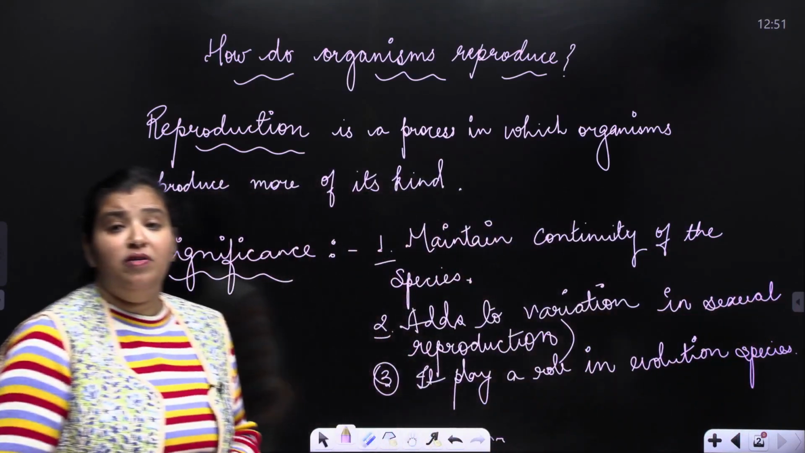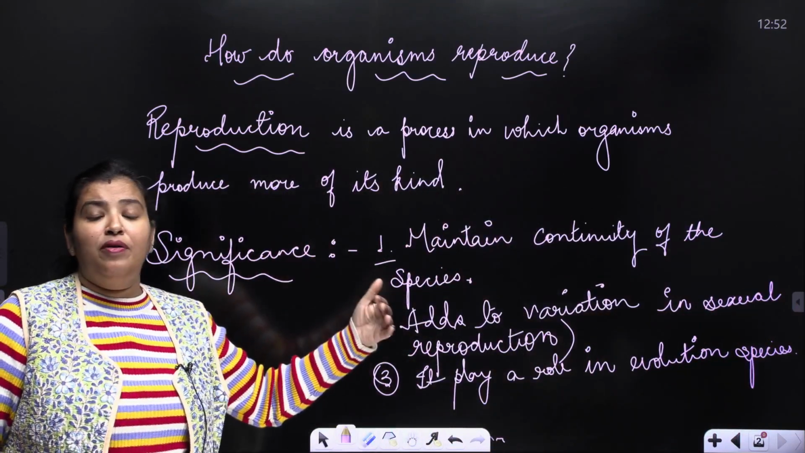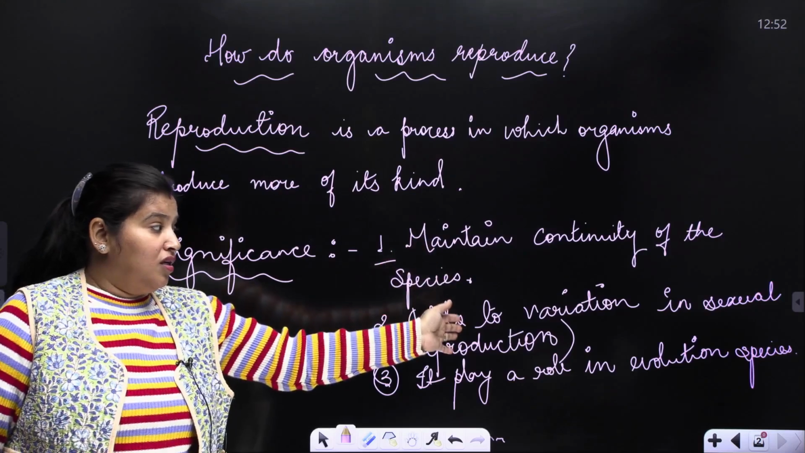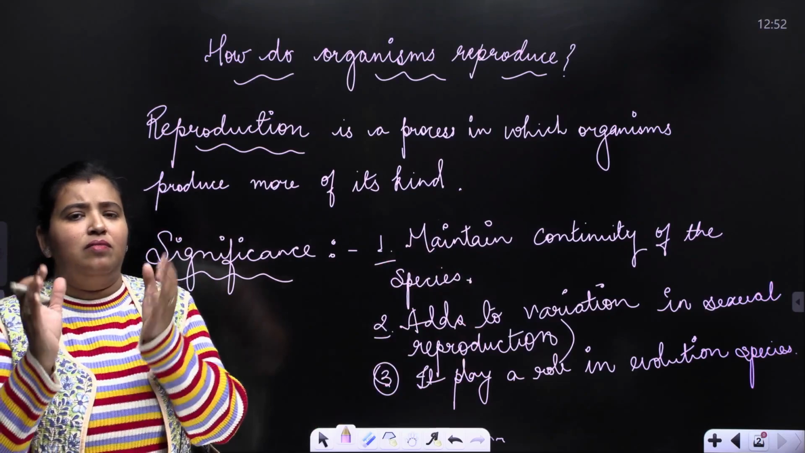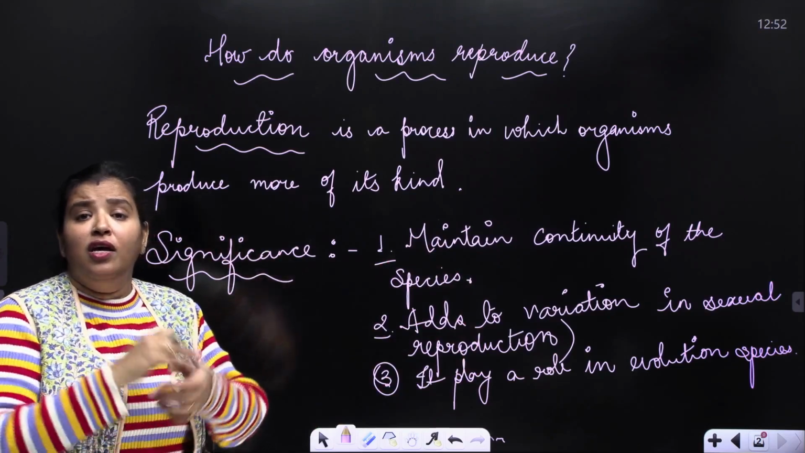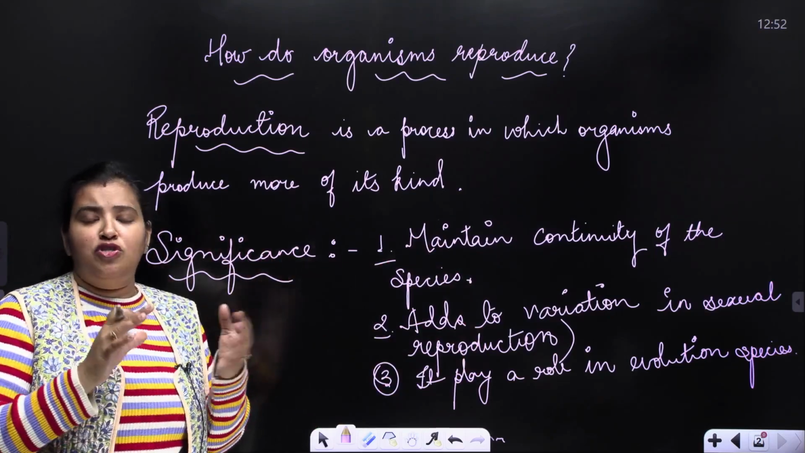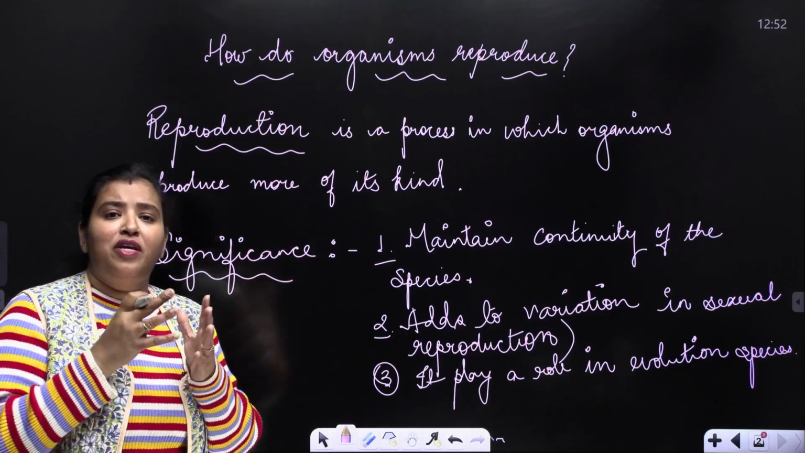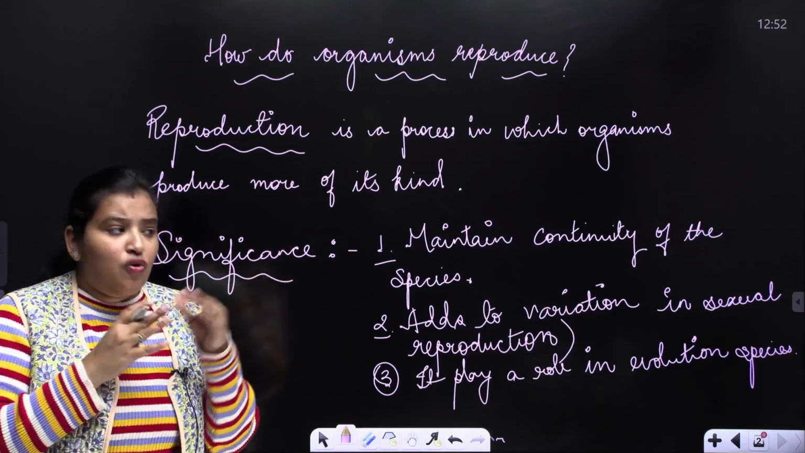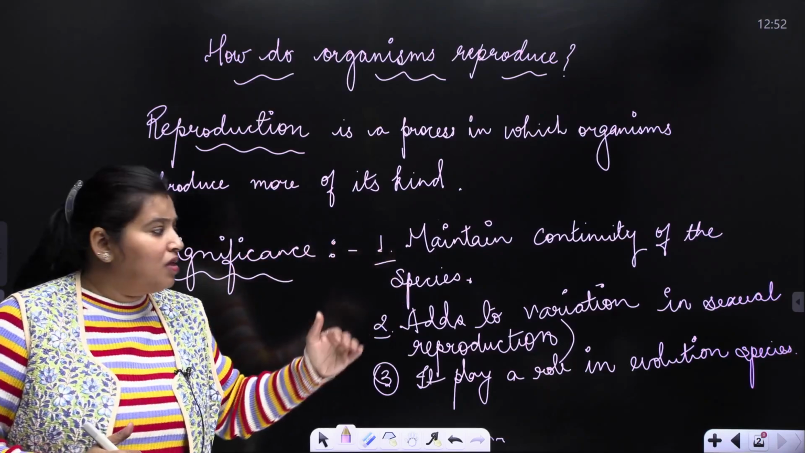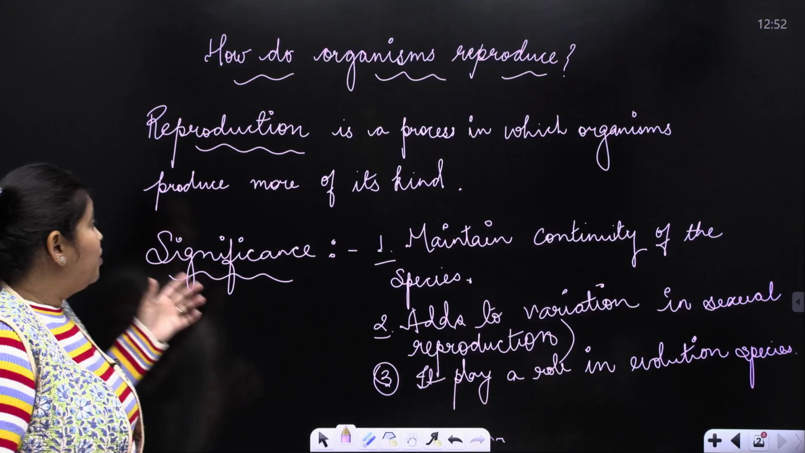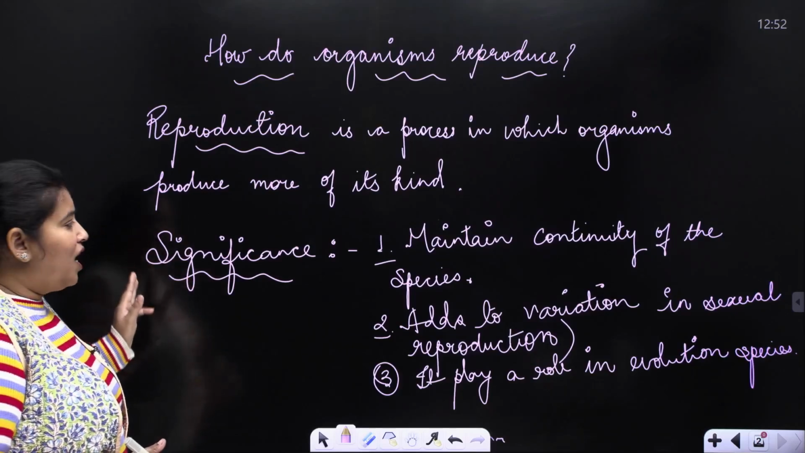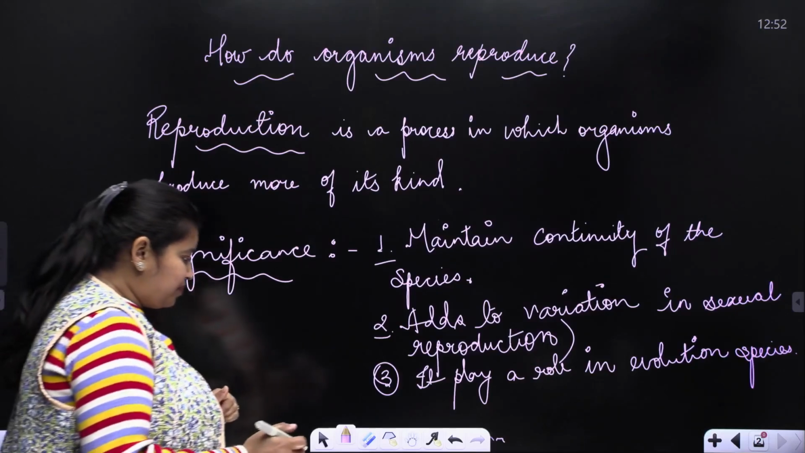Evolution of species means changes happen in the organism with the help of variations, and then suddenly a new organism which initially belonged to the same species is now created, having so many variations accumulated. So it is a different species. It helps in upgrading of the species. Clear? So this is what is reproduction and what is the significance.